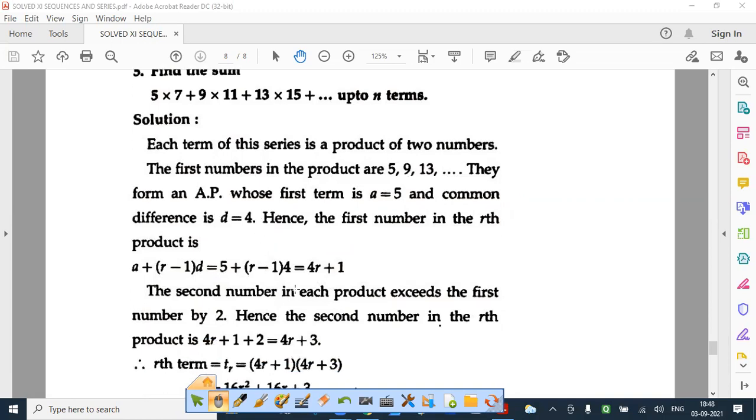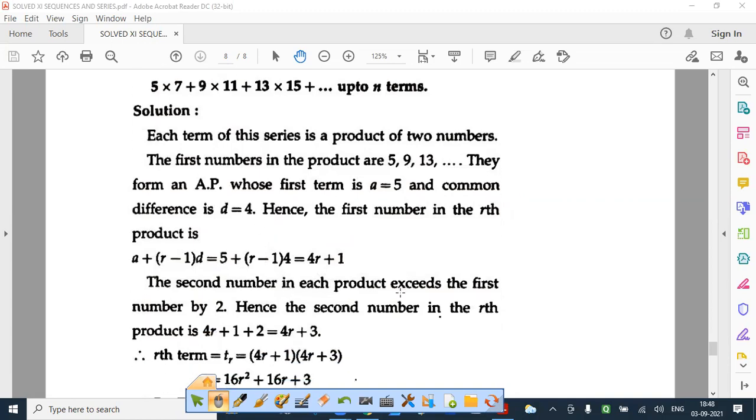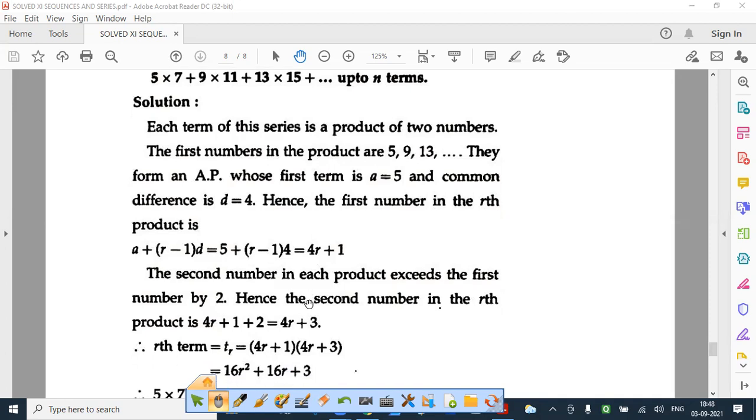Now, what about second numbers? The second numbers in each product exceed the first number by 2. Or you may also say that what are the second numbers? 7, 11, 15. These are also in arithmetic progression. First term is 7. Common difference is 4. Use this formula. Or here they have used the logic. The second number in each product exceeds the first number by 2. Hence the second number in the rth product will be 4r plus 3.